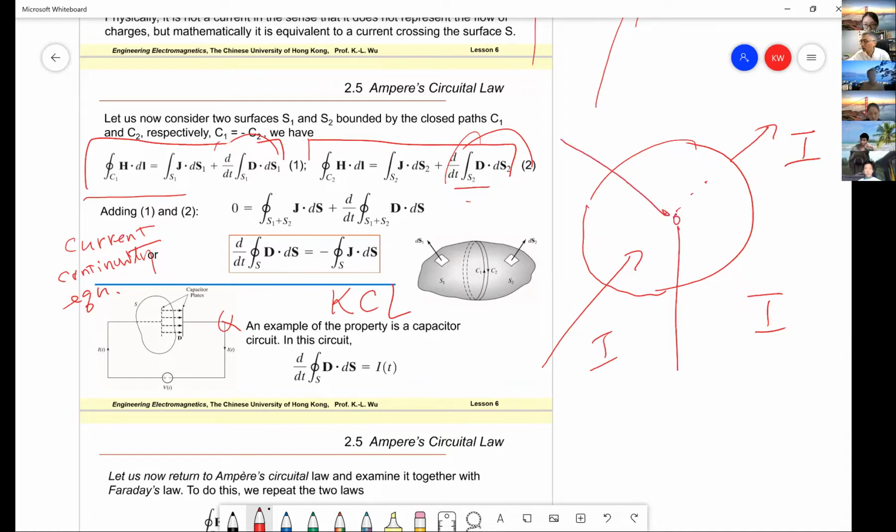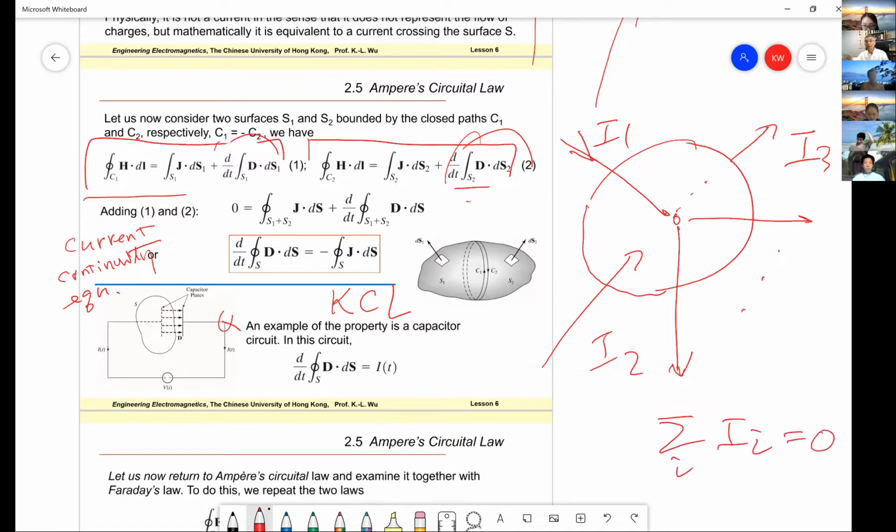If this is a network, you have current I1, current I2, current I3, and so on, right? The total current must equal 0. Because of what? Because in circuit theory, we assume inside this surface there's no charge accumulated. Then if no charge is accumulated, the left-hand side of this is equal to 0.